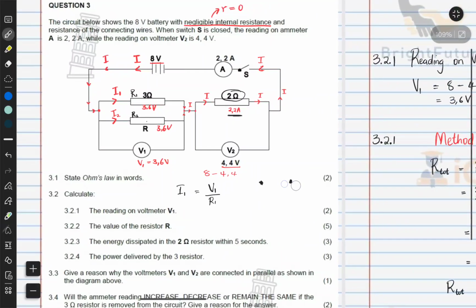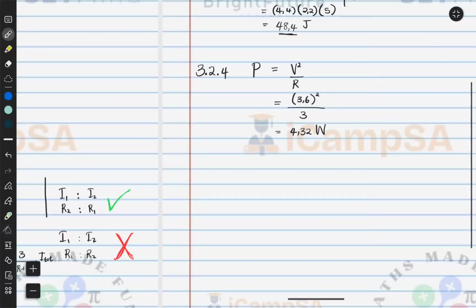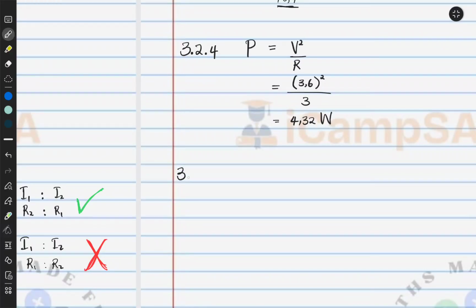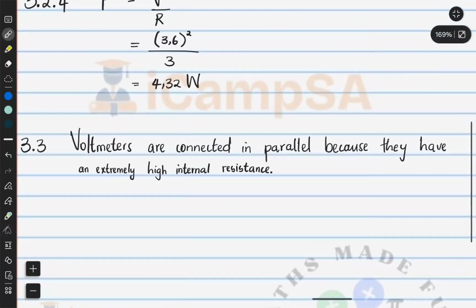All right, so that's one of the reasons. It's usually the main reason, actually. So if I were to write that reason in short, I would say, voltmeters are connected in parallel, right? Because they are designed to have an extremely high internal resistance, okay? So let's write that. Voltmeters are connected in parallel because they have an extremely high internal resistance. So since it's 1 mark, I think you can leave it here.